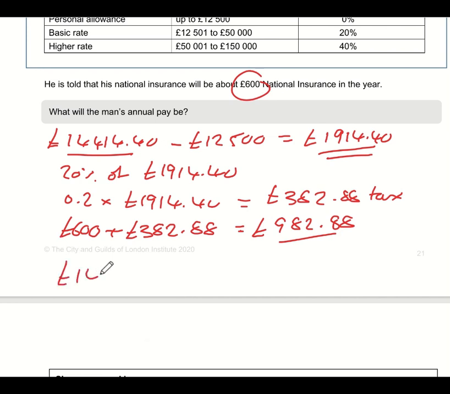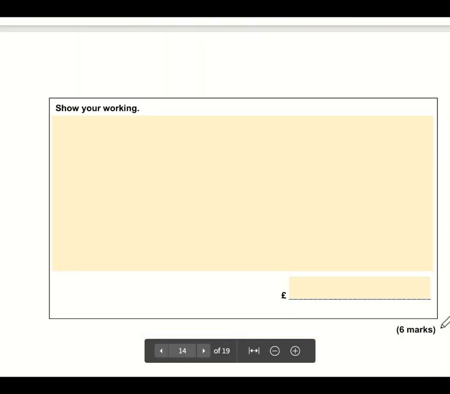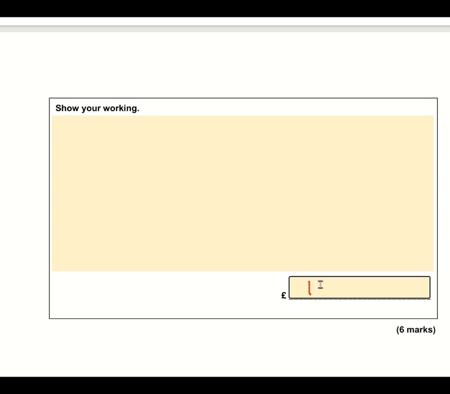that's going to be 1,414.40 minus £982.88, and that comes to a total of 1,343.152. There we go. So all these workings probably should have gone there, but let me just put in the final answer again. £13,431.52p.